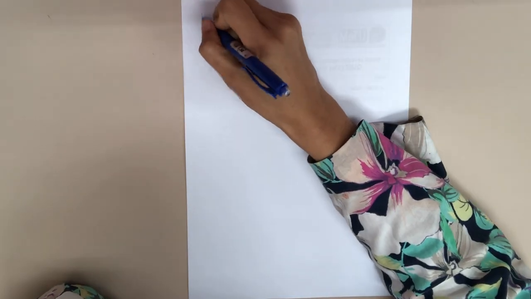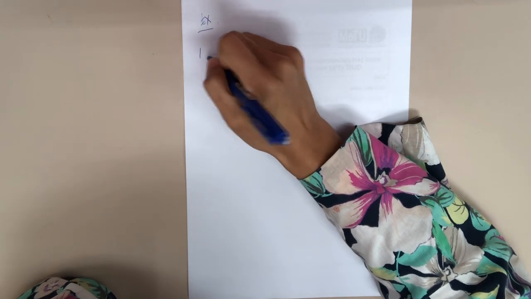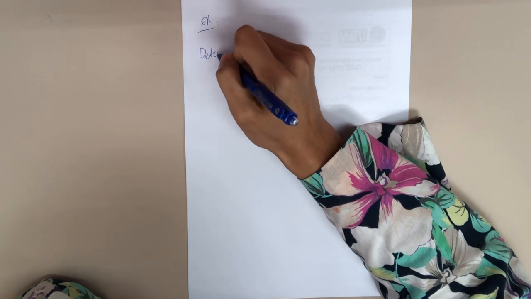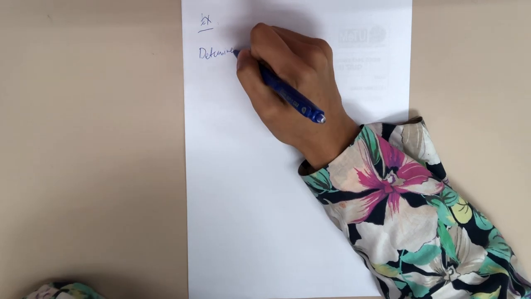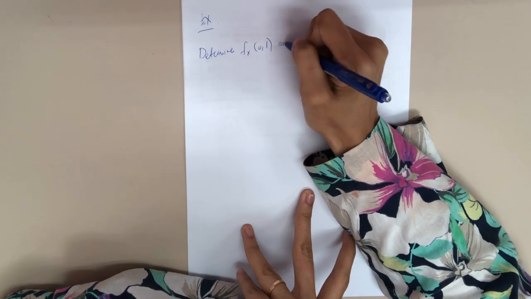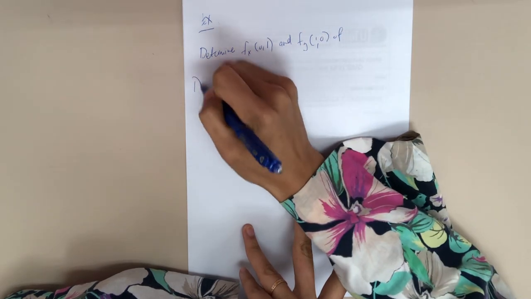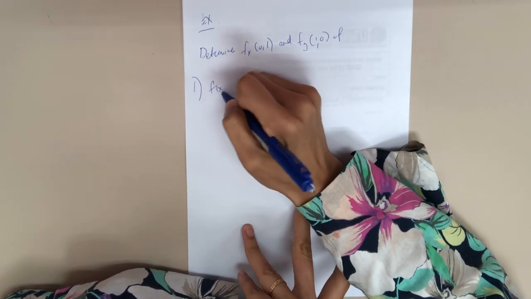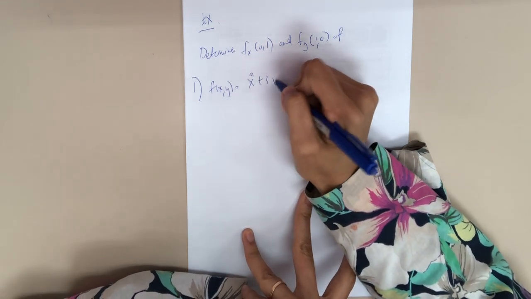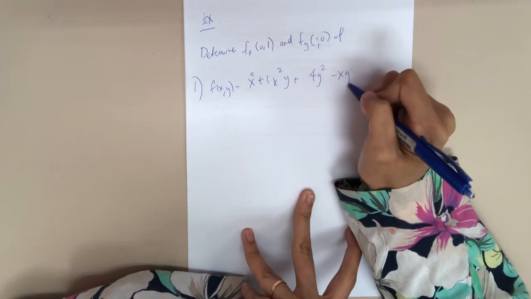Okay, class, we continue with the example. I give you an example here. Let's say you have an equation. The question here is to determine f_x at (0, 1) and f_y at (1, 0) of the first equation here: f(x, y) equals x squared plus 3x squared y plus 4y squared minus xy plus 2.